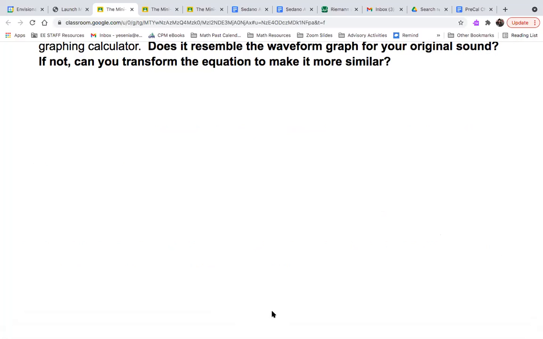Oh, yes. The next thing you want to do is go on Desmos and put your equation in there. So go to desmos.com.